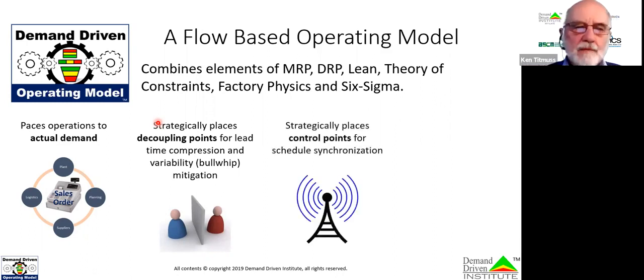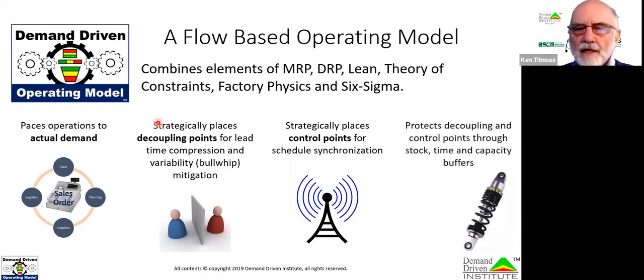Thirdly, we're going to strategically place control points in our operating model for schedule synchronization. These control points would be where material enters the operating model, where it leaves the operating model, where materials come together or where they come apart within the operating model. These are the sort of places where you would put control points. And then at these control points, we want to protect by decoupling the control points by using either inventory buffers, or time and capacity buffers.